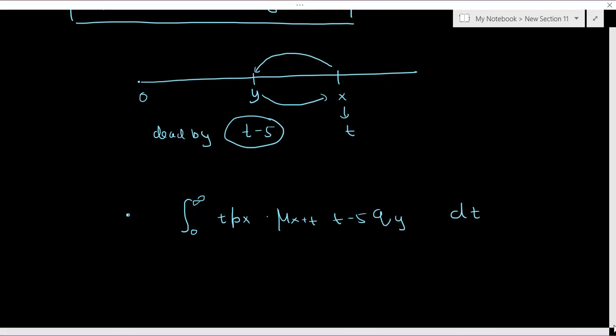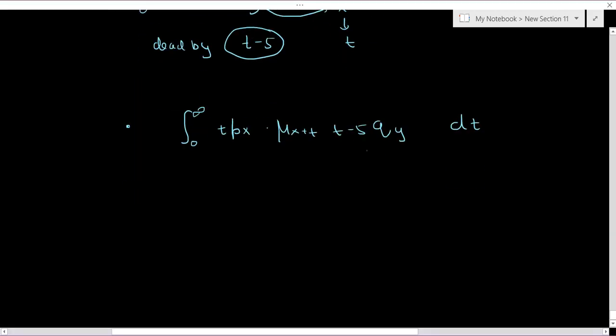So that's how you can model it. Now let's simplify this. In order to simplify this, we need to convert the q probability into a p probability. So this becomes the integral from 0 to infinity of tpx into mu x plus t into 1 minus t minus 5 py, dt.